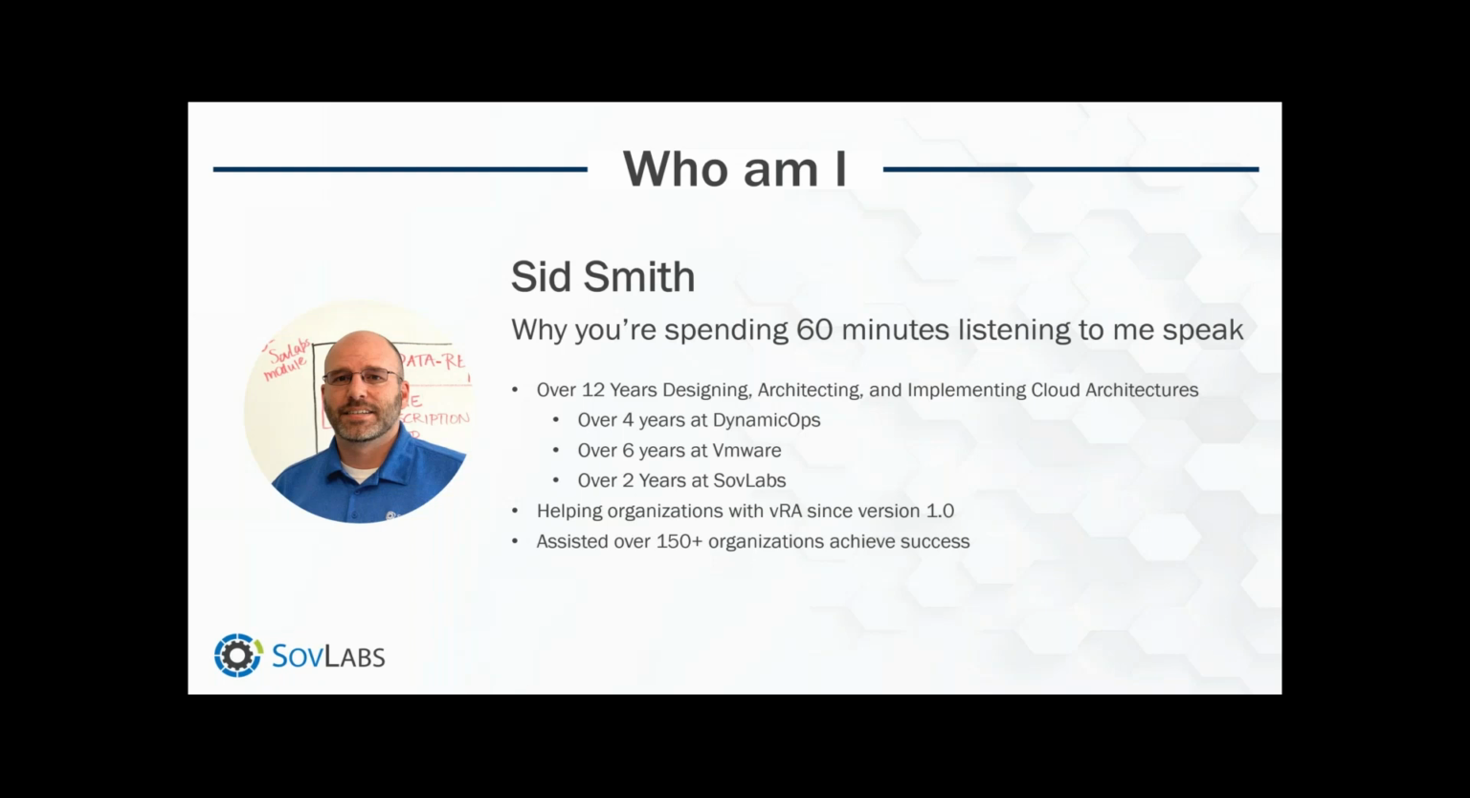One of the things I'd like to go over with you is why you're spending all this time listening to me. I've got over 12 years of designing, architecting, and implementing cloud architectures around vRealize Automation. I spent 4 years at Dynamic Ops, the company who originally built the product, 6 years at VMware after the acquisition, and since then 2 years at SovLabs, which we're going to be talking about today. And I've helped over 150 organizations achieve success with vRA.